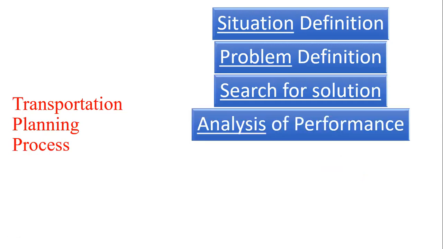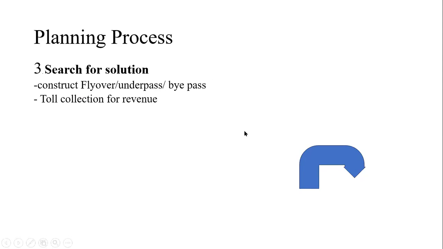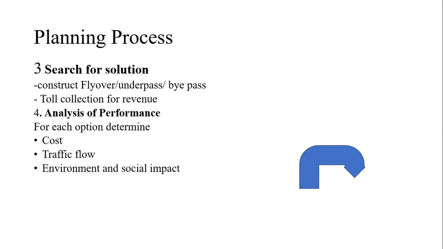The fourth step is the analysis of performance. I can define analysis of performance in this manner. For each of the options, as I suggested earlier, we may determine the initial cost, the traffic flow, and what will be the environmental and social impact of that facility or the overall scenario of the area.